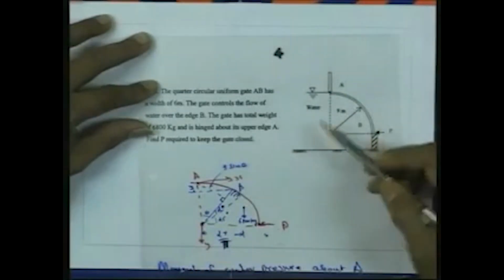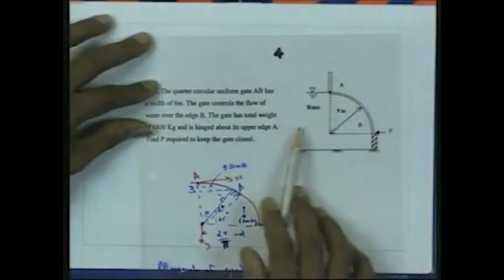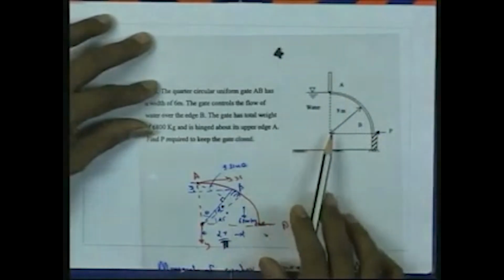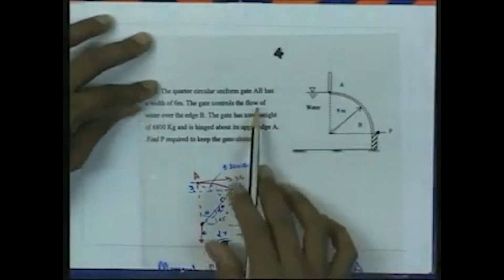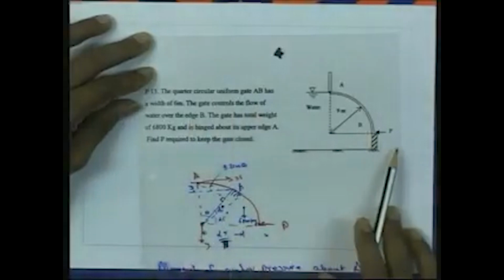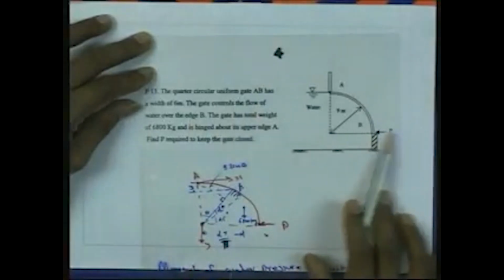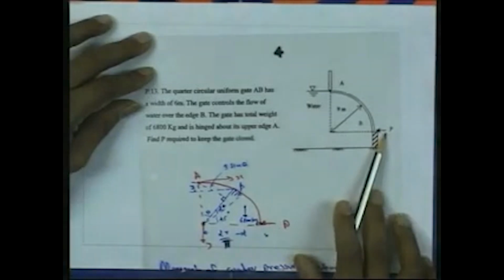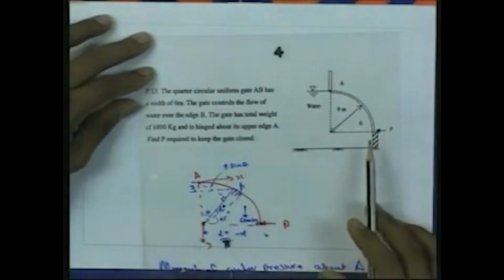So here we have a gate, and on this side we have water. The gate radius is 9 meter, and it has a width of 6 meter. We want to find what is the force P which should be applied from the other side, so that the gate will be kept closed.